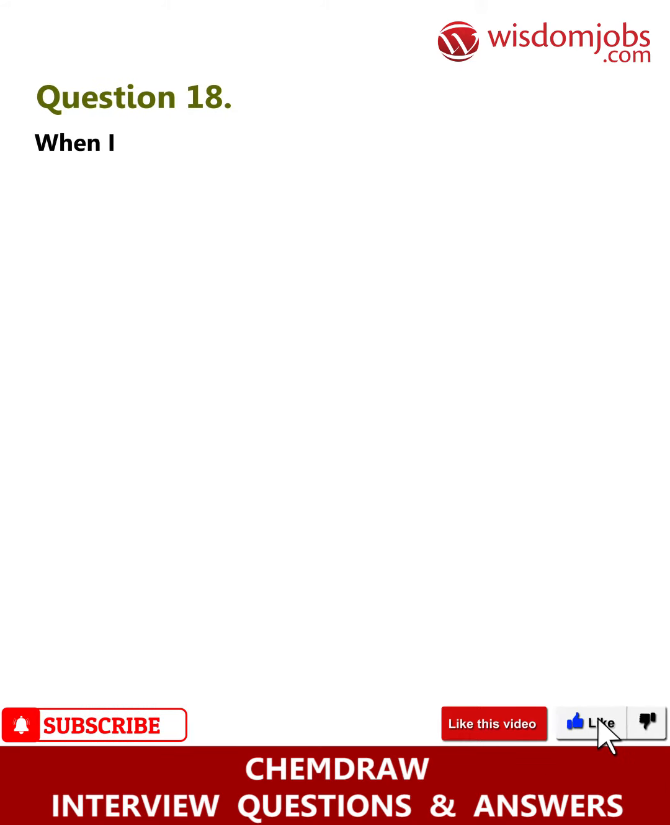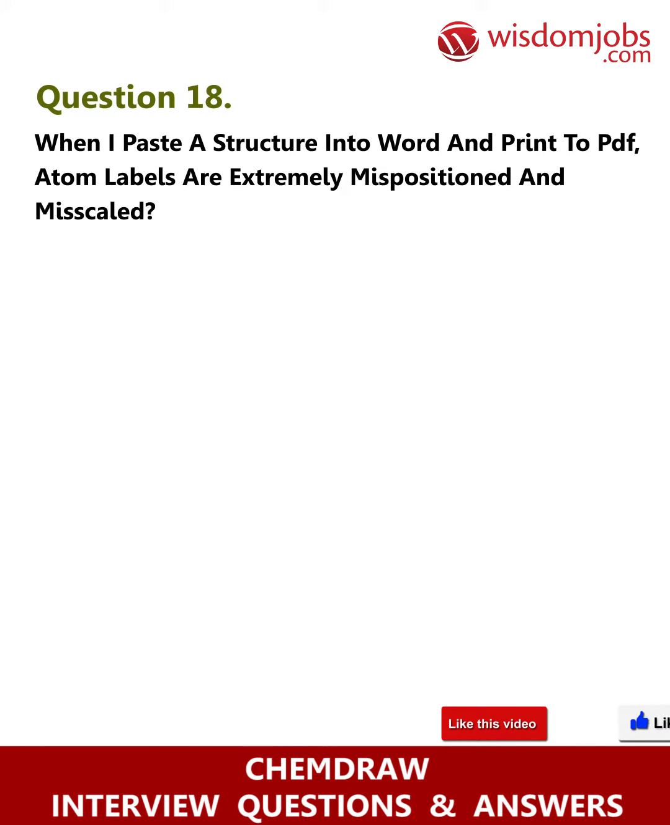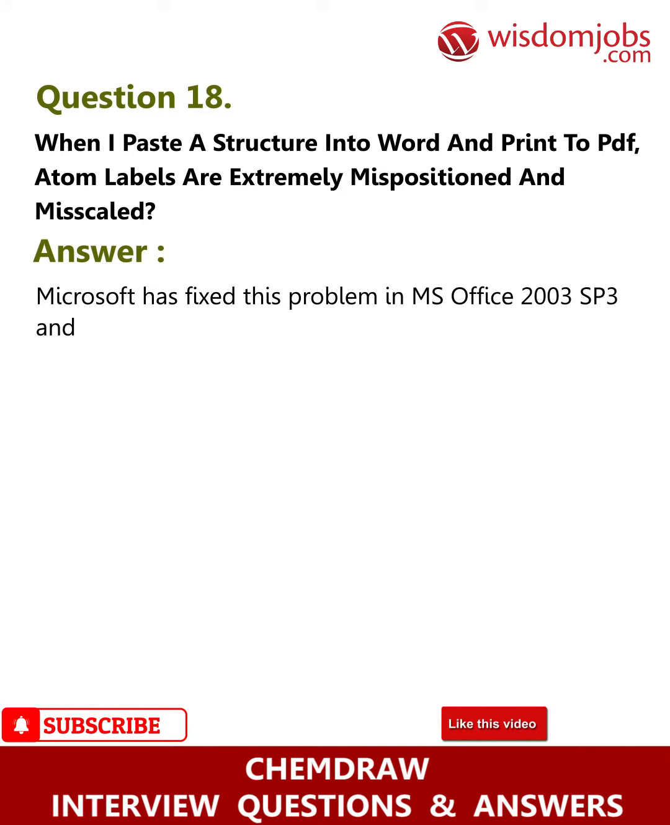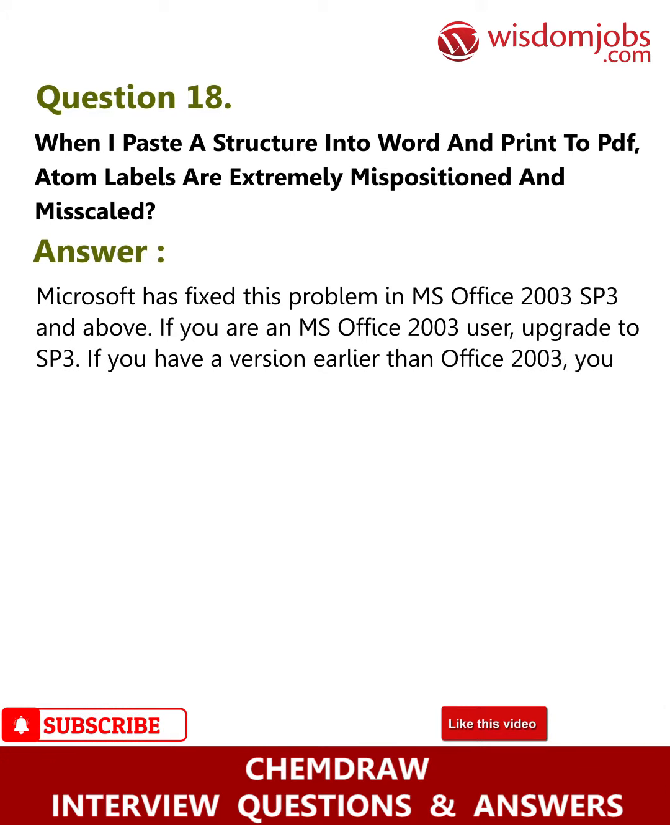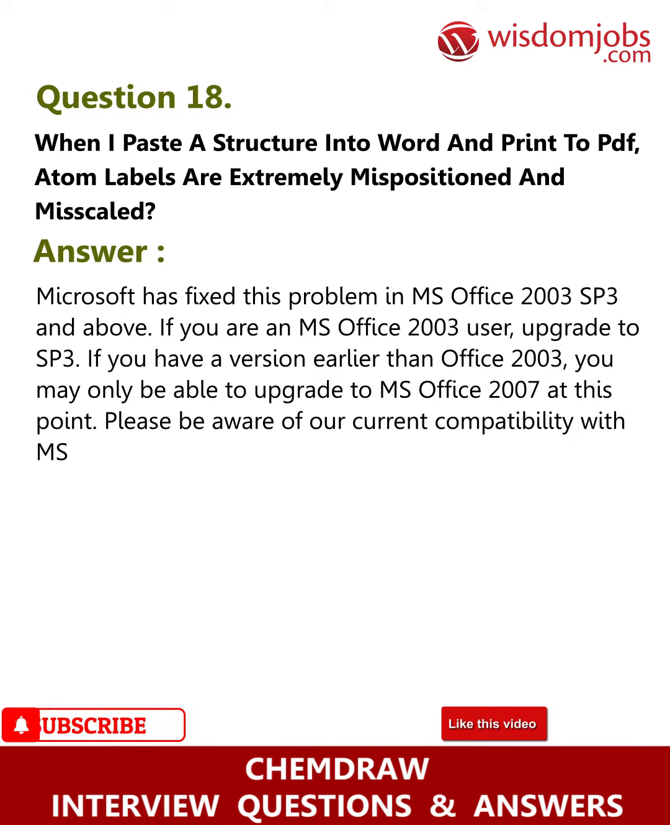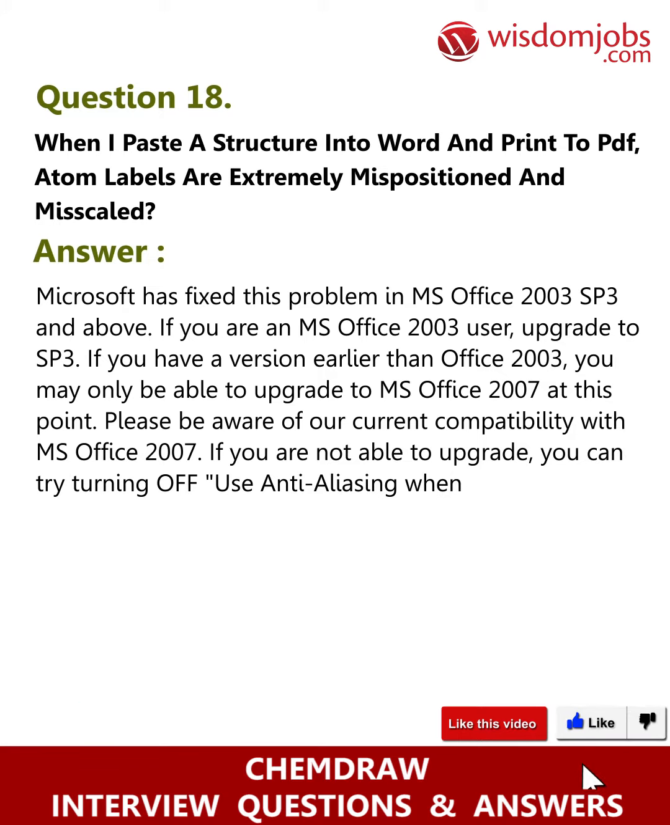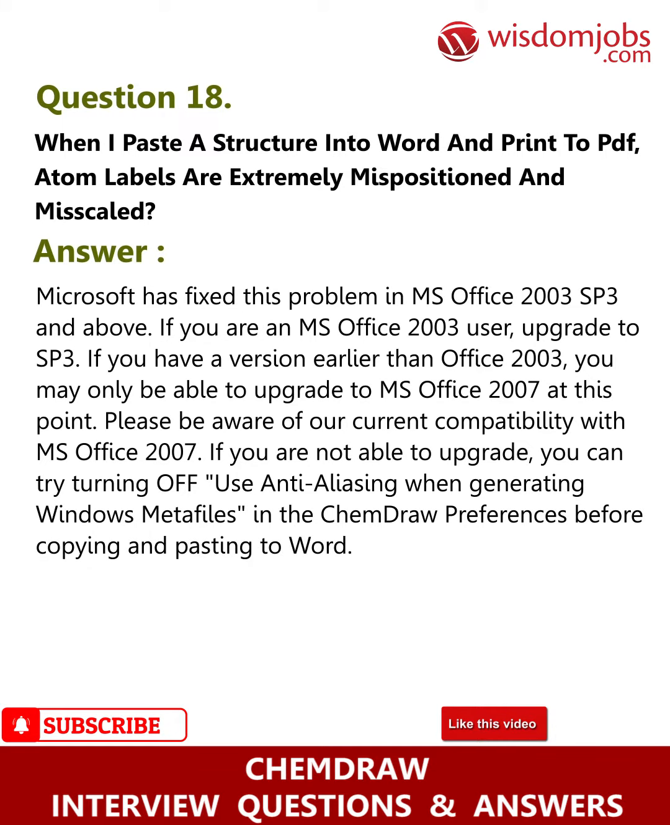Question 18. When I paste a structure into Word and print to PDF, atom labels are extremely mispositioned and misscaled. Answer. Microsoft has fixed this problem in MS Office 2003 SP3 and above. If you are an MS Office 2003 user, upgrade to SP3. If you have a version earlier than Office 2003, you may only be able to upgrade to MS Office 2007 at this point. Please be aware of our current compatibility with MS Office 2007. If you are not able to upgrade, you can try turning off use anti-aliasing when generating Windows metafiles in the ChemDraw preferences before copying and pasting to Word.